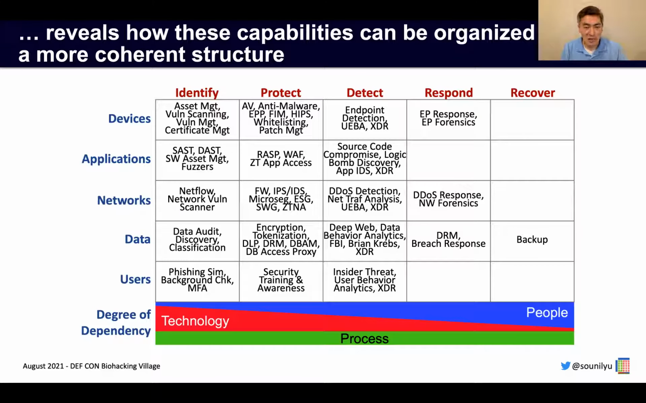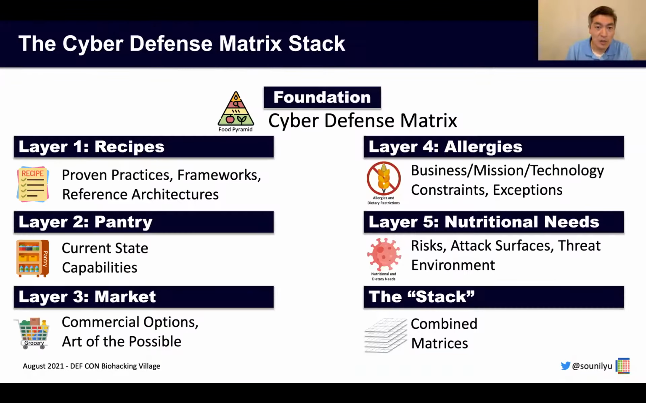Now, with the Cyber Defense Matrix, I wanted to find an easy way to put it into practice, or help people put it into practice. So I came up with an approach that I call the stack. I use a food analogy when describing the stack because we all have to eat, so hopefully it's something everyone can relate to. The stack uses the Cyber Defense Matrix as a foundation, and then we map various layers onto it. These layers consist of different parts of how we make food. The first layer is a recipe.